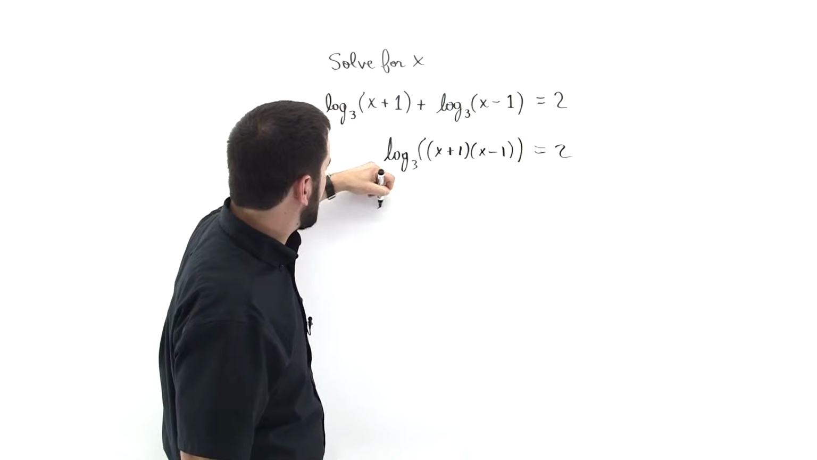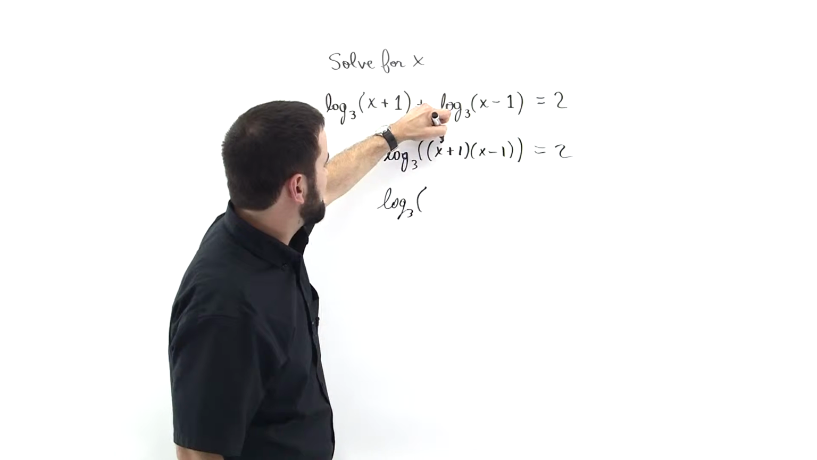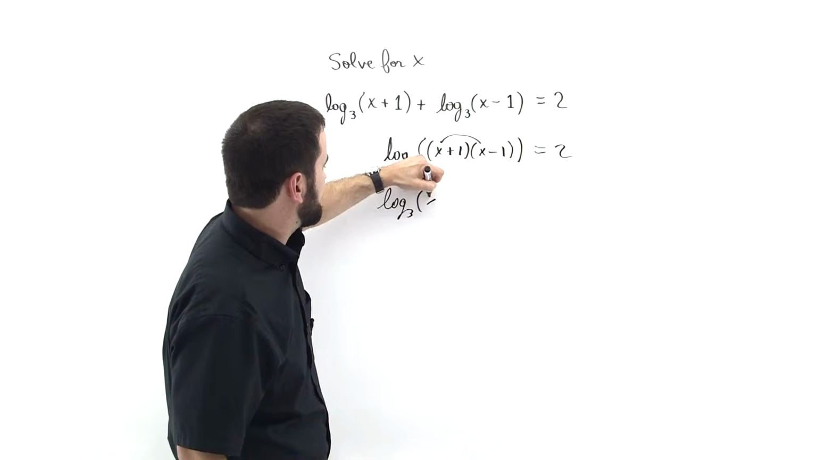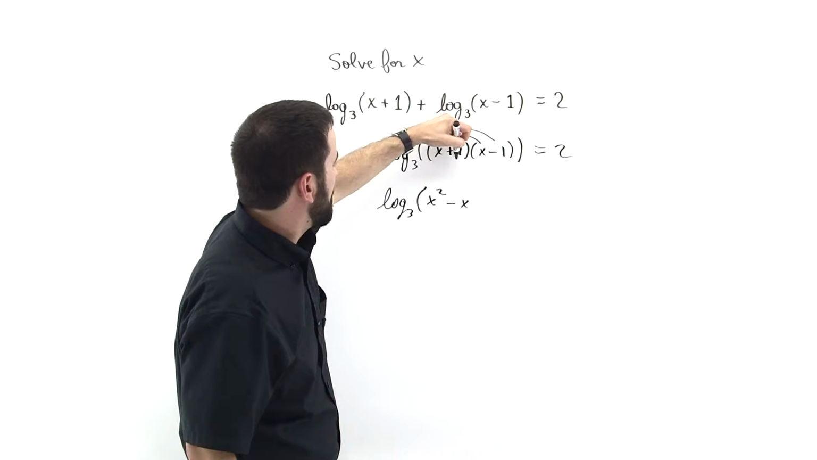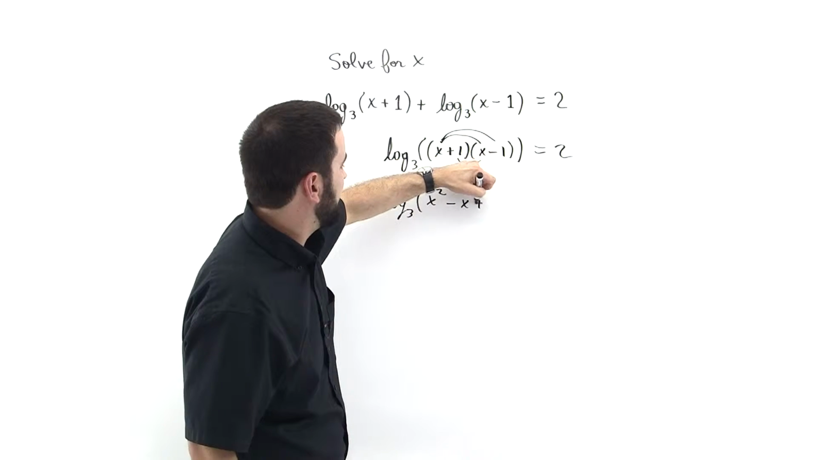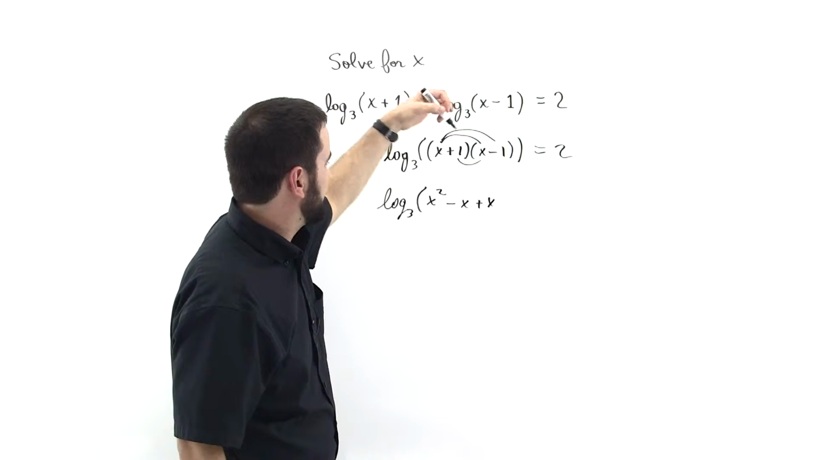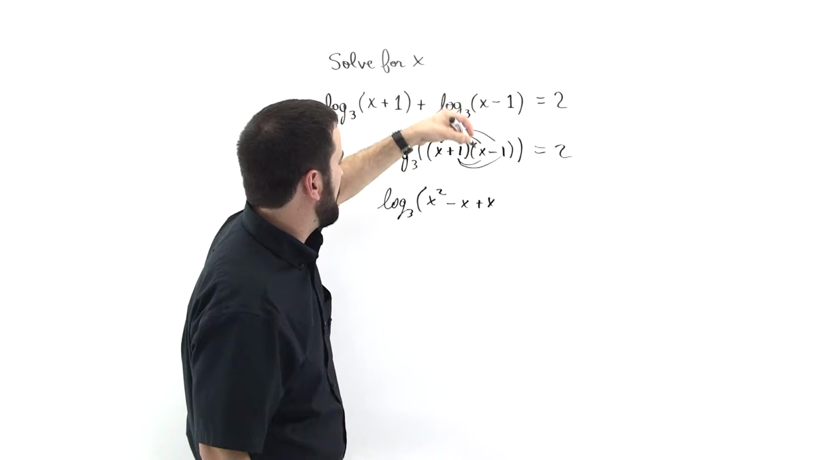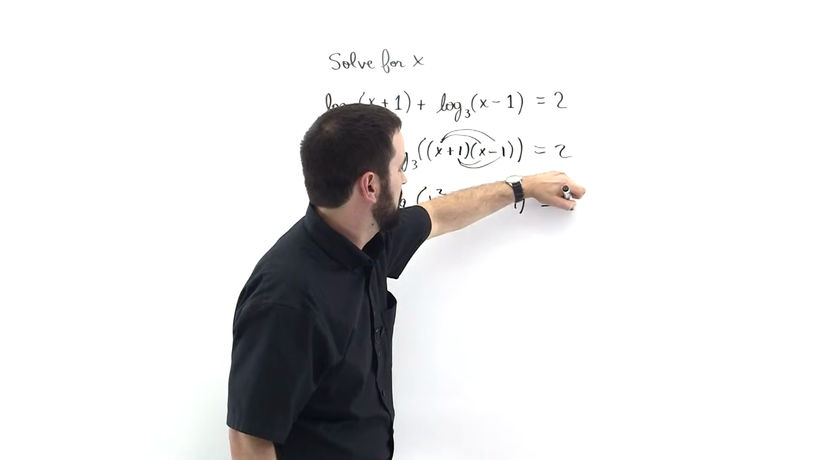So this will be log base 3. X times x is x squared, so we have x squared. X times minus 1 is minus x. 1 times x is plus x. And then plus 1 times negative 1 is negative 1, like so. And this is equal to 2.